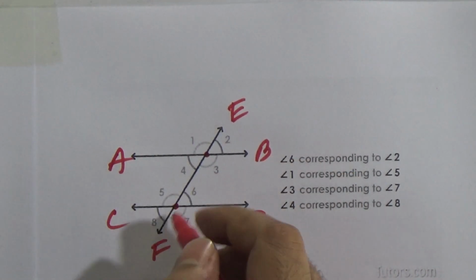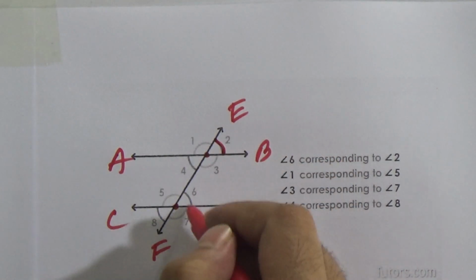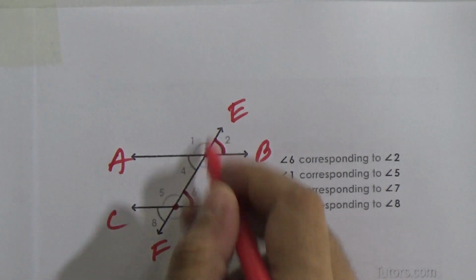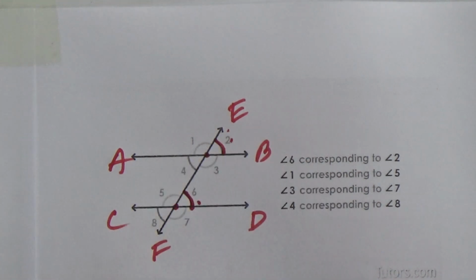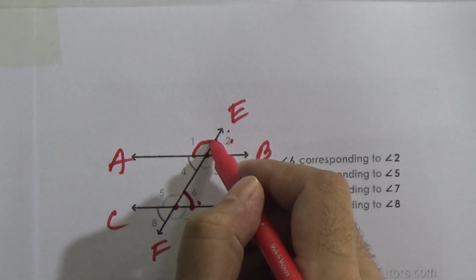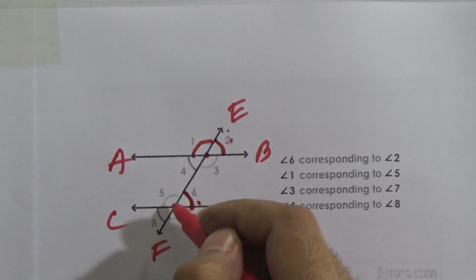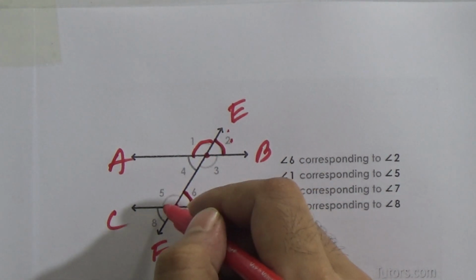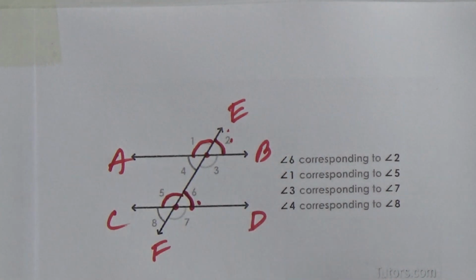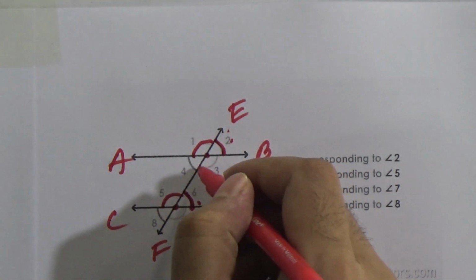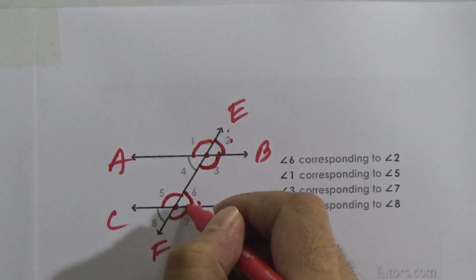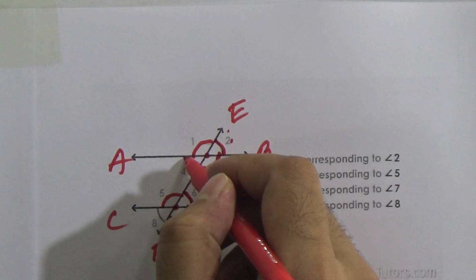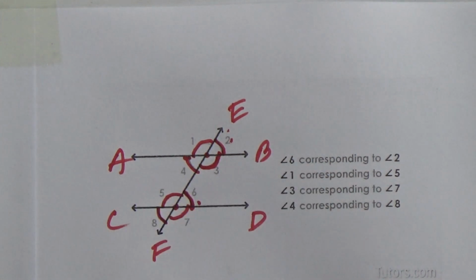Now at these points, the angles produced on the same side of the transversal EF, 2 and 6, these two angles are corresponding angles. So we can say 1 and 5 are also corresponding. 3 and 7 are corresponding. 4 and 8 are also corresponding.